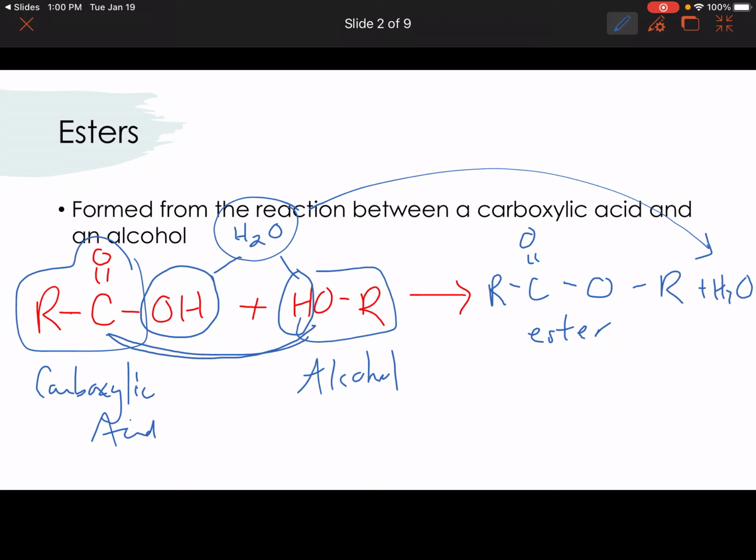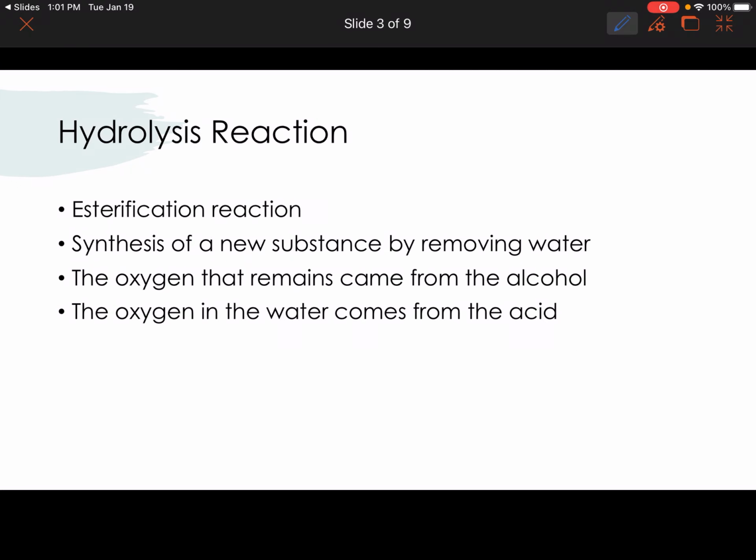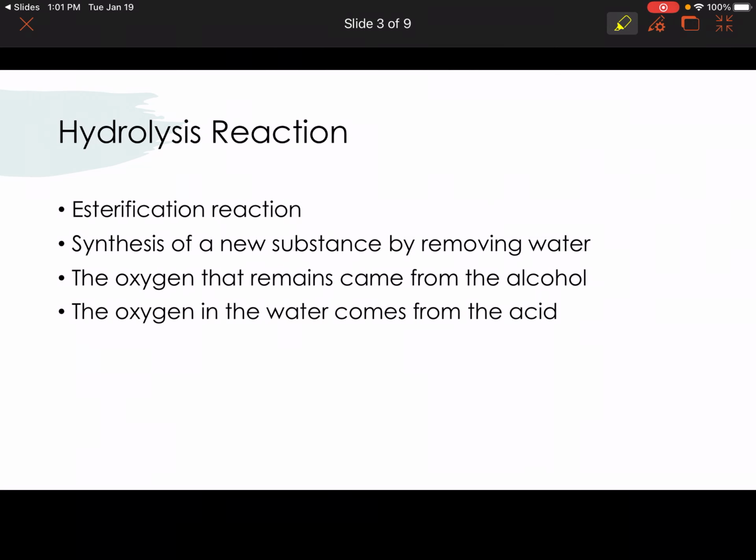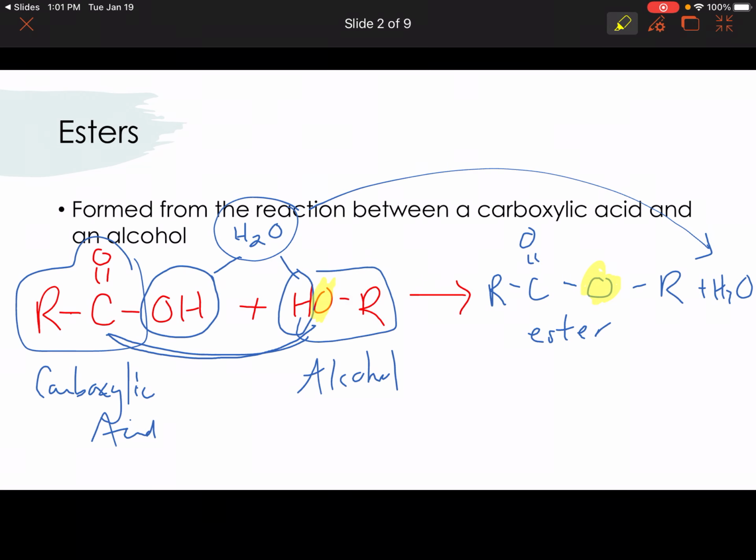So that is what's known as an esterification reaction, or you could also call it a hydrolysis reaction, I should say. So we're taking water out of it, and we're combining the carboxylic acid and the alcohol. So this is the esterification reaction, the synthesis of a new substance by the removal of water. So the oxygen that remains in the ester came from the alcohol, and we saw that here. The oxygen that remains is this one here. So that oxygen is that one there. And the oxygen in the water comes from the acid.